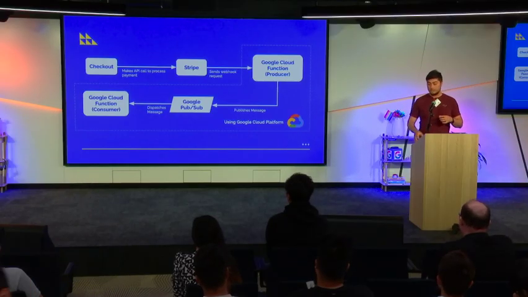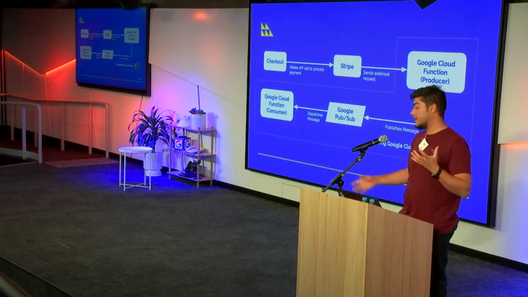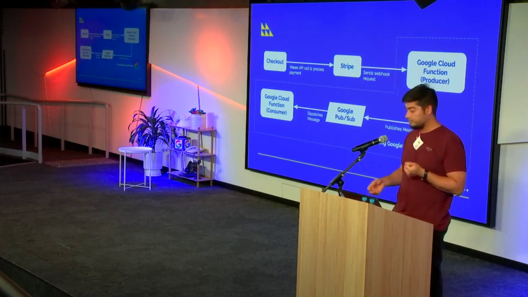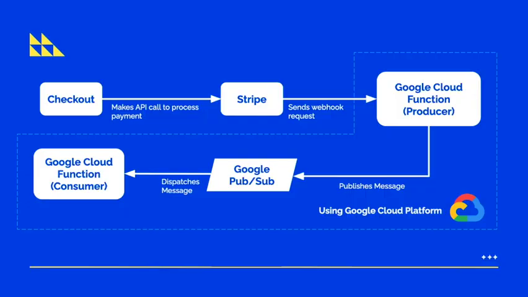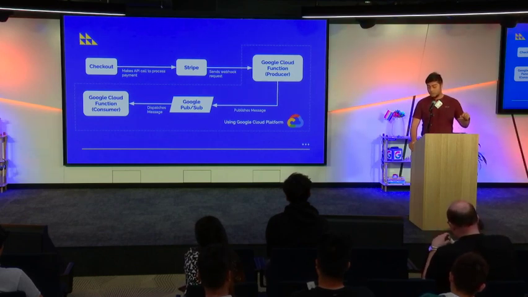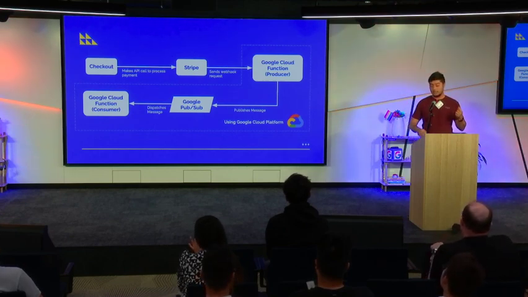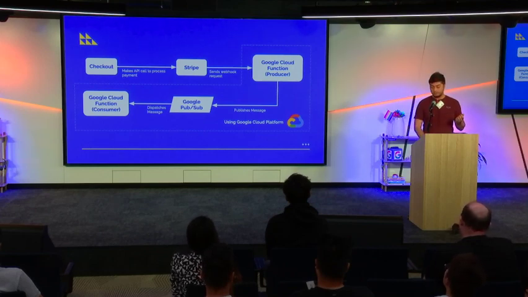Now let's take a look at the high-level system design that we'll be using today. The whole thing starts when a user goes into the store and makes a payment. Then our payment system makes an API call to Stripe. Stripe then creates a new event, a payment happened event. Our producer function is subscribed to that specific event, so Stripe sends a webhook request to the producer function. The producer function will push a message into Pub/Sub. Our consumer function, the last function, is subscribed to that message, so Pub/Sub knows to send that message to our consumer function. And finally, it closes out the transaction.